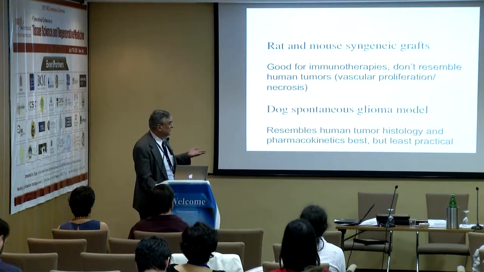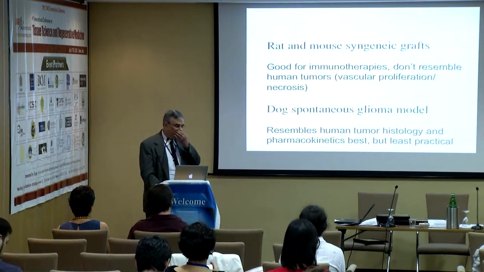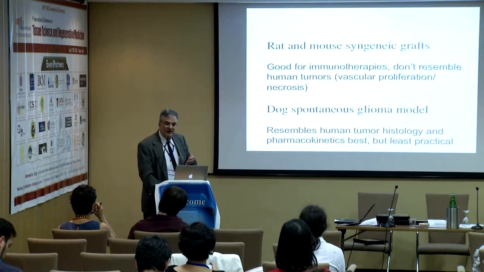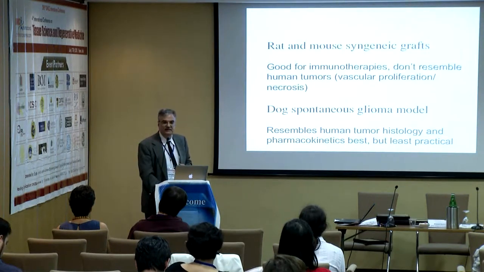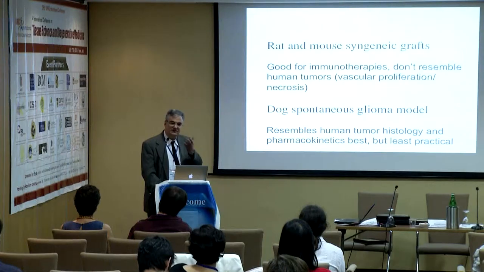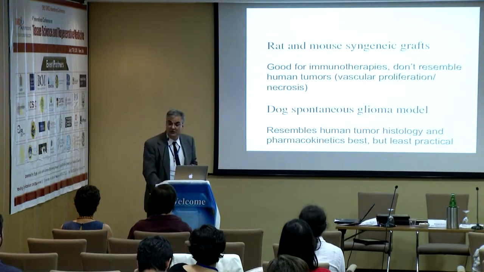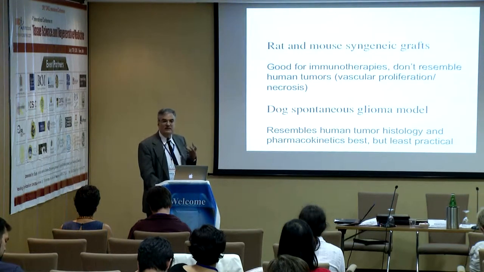The best model is a dog spontaneous glioma model. We just had a dental scientist up, and it turns out that dogs with a brachycephalic face, the pushed-in face, the bulldog and the boxers, they have a high incidence of spontaneous glioblastoma. So the thing that's really good about the dog model is the dogs have a big brain.